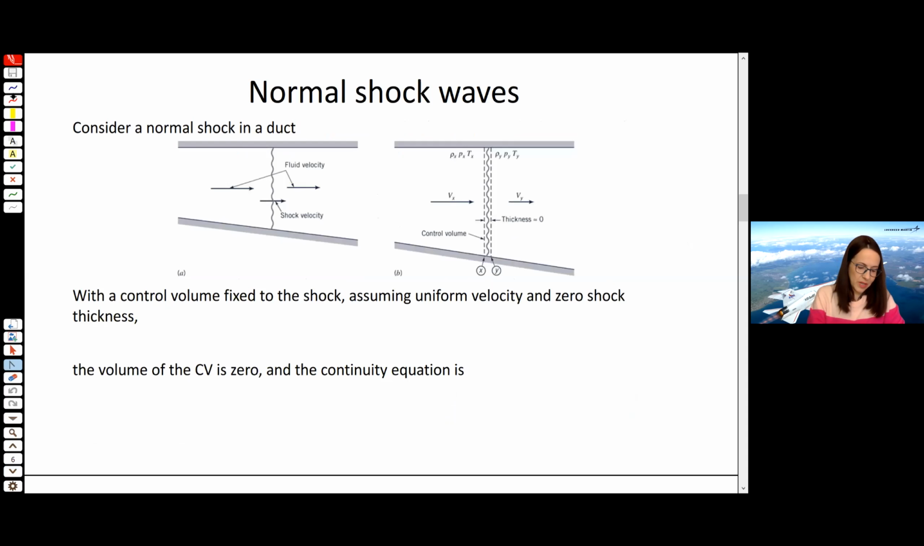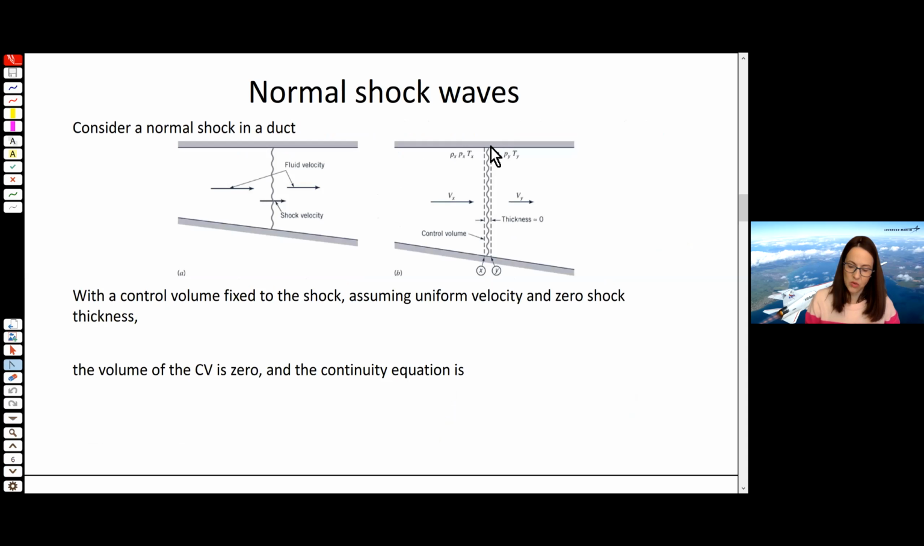So now we're going to do what we do best, right? Derive equations that govern how these properties change as they pass through a normal shock wave, and that's what we'll be talking about today. So now consider a normal shock in a duct. This could be propagating, or it could be stationary in the duct.